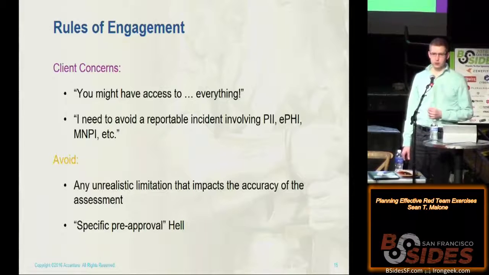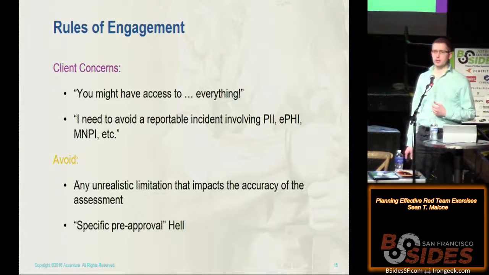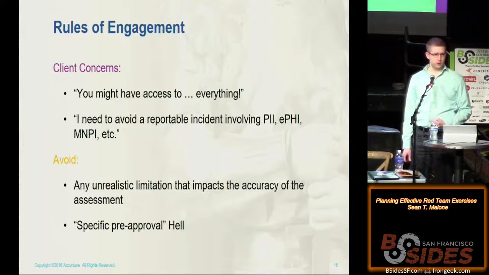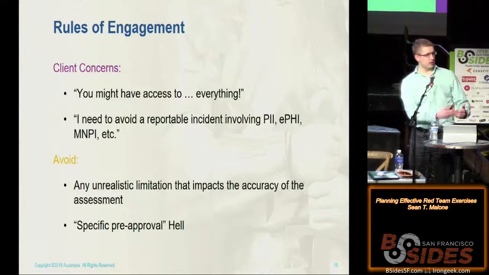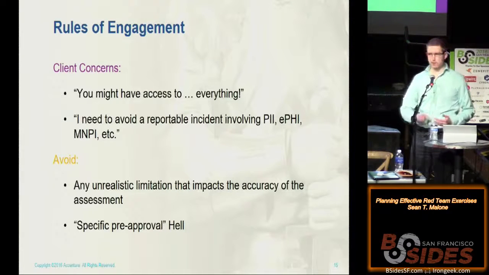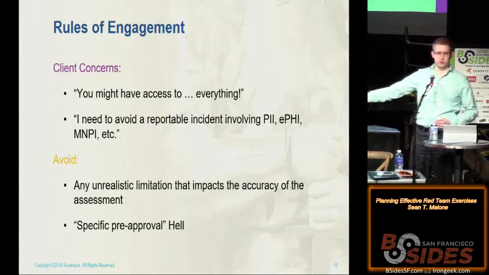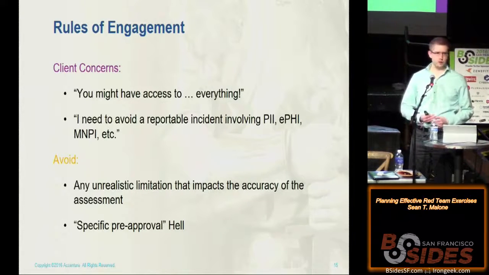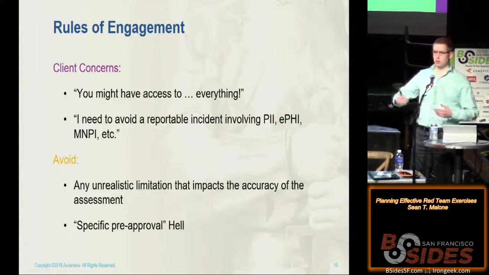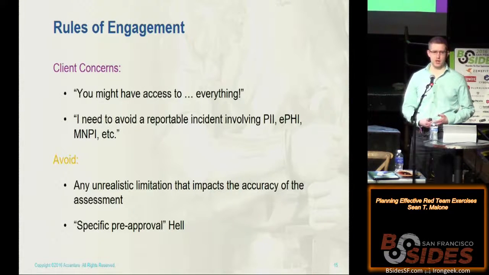The last thing you want to do is get stuck in what I call specific pre-approval hell. This means that as part of your rules of engagement, you are required to get pre-authorization for every exploit that you conduct. So you find a system on the network, you've identified a given vulnerability, and you need to go back to the client to ask, may I exploit this vulnerability? You then exploit that, and you see, oh, I'm running as system on this workstation. May I retrieve password hashes? May I attempt to crack those password hashes? You can see very quickly that this bogs you down.